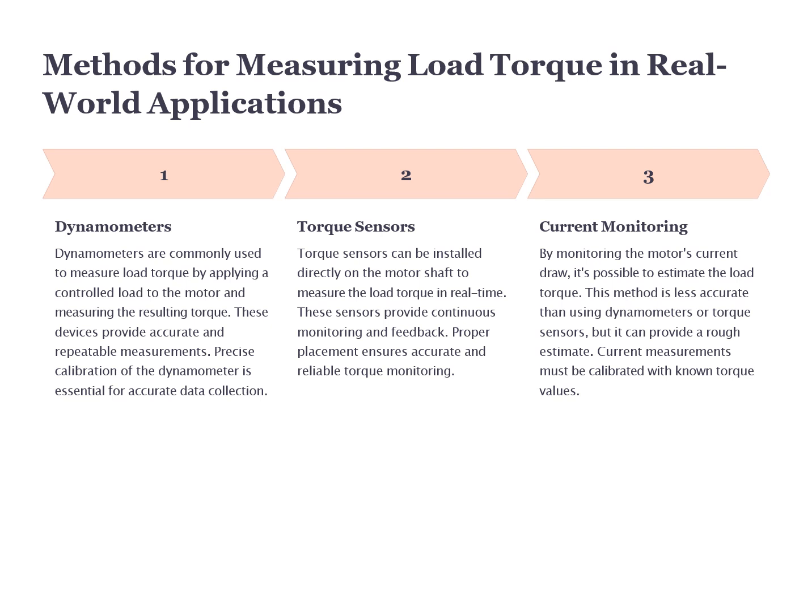These devices provide accurate and repeatable measurements, but they require precise calibration. The torque sensors can be installed directly on the motor shaft to measure load torque in real time. These sensors provide continuous monitoring and feedback, making them ideal for applications where real-time torque control is critical. Finally, current monitoring is a less accurate but more accessible method. By monitoring the motor's current drawn, we can estimate the load torque. This method is useful for rough estimates, but it requires calibration with known torque values.